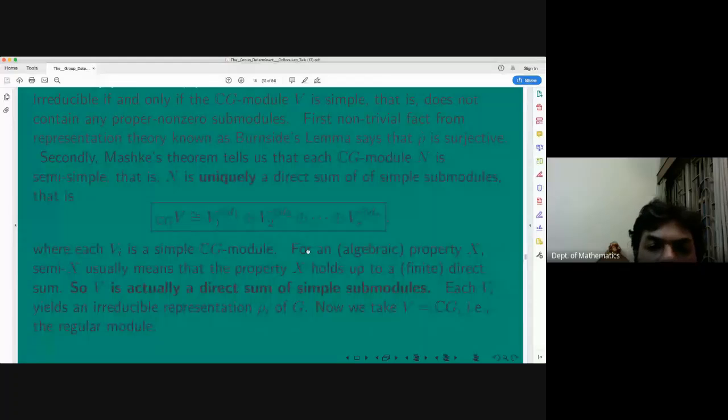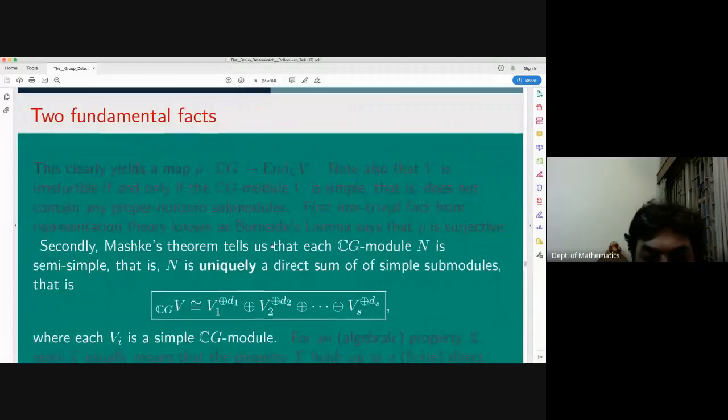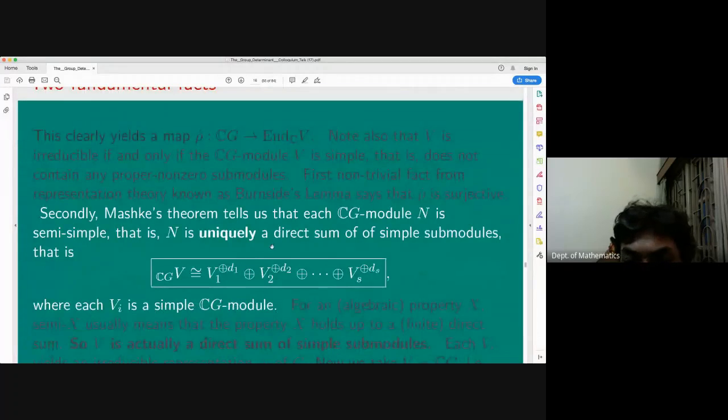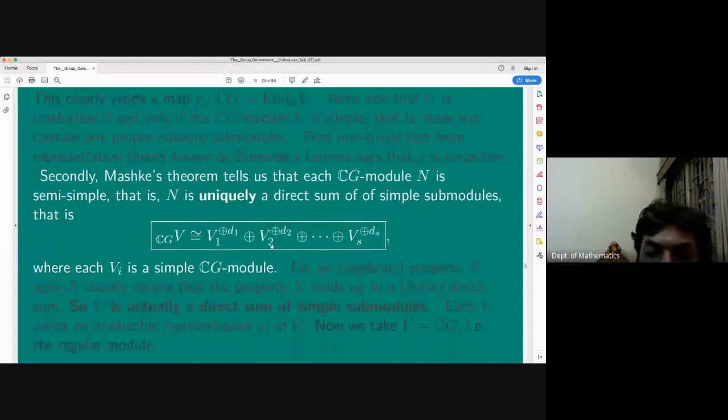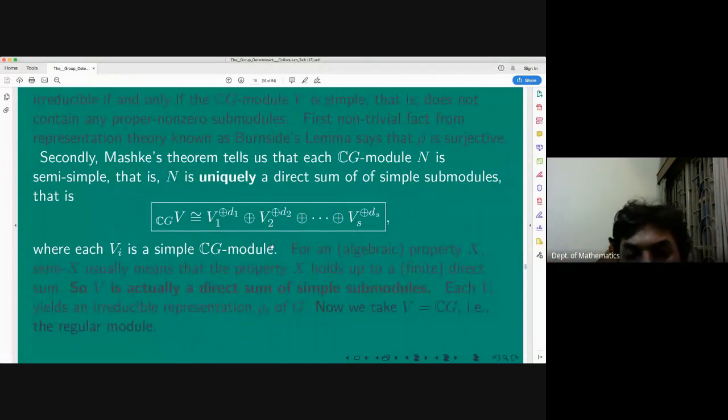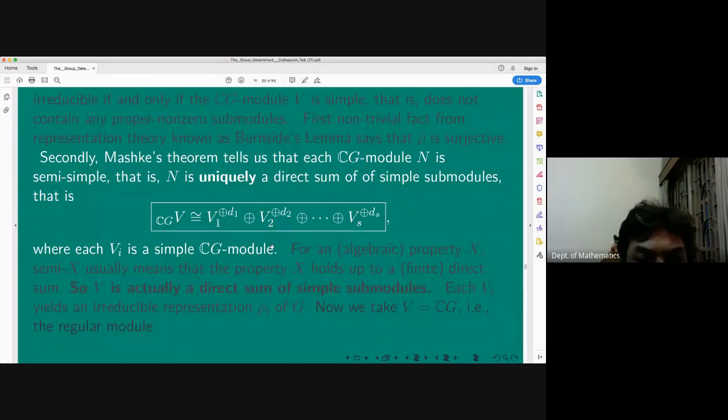And then there is another important fact, which is called Maschke's theorem. What is Maschke's theorem? It says that each CG module V is semi-simple, which means that it is uniquely a direct sum of simple submodules. You know how vector spaces decompose into direct summands; all the students know this. So what happens with this CG module V? V is a representation that always splits. This is a theorem. There is a lot of algebraic theory behind this, like semi-simple rings and the theory of semi-simple modules.